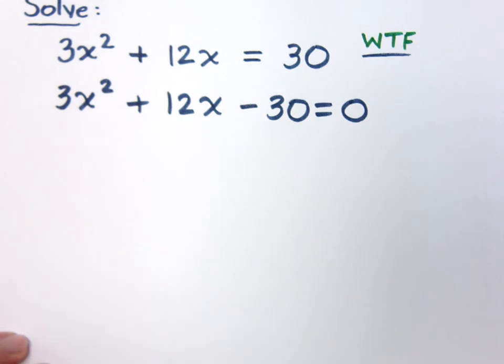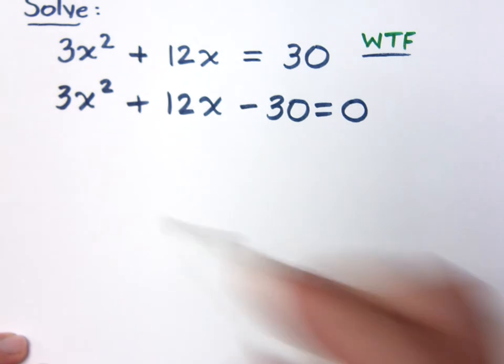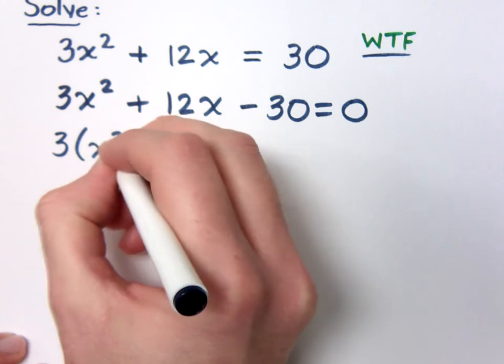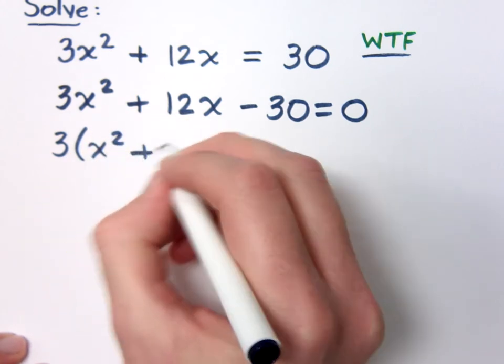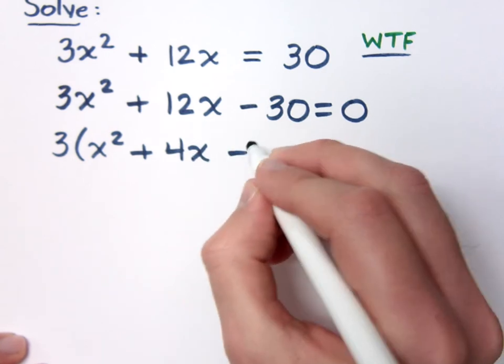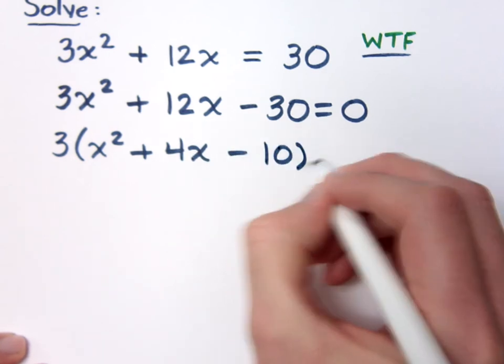So when I take this guy, would it factor? Oh, I don't know. I see a GCF. Take out your GCF first. GCF of 3. That is x squared plus 4x, and then minus what? I'll do the math for you. That's 10.